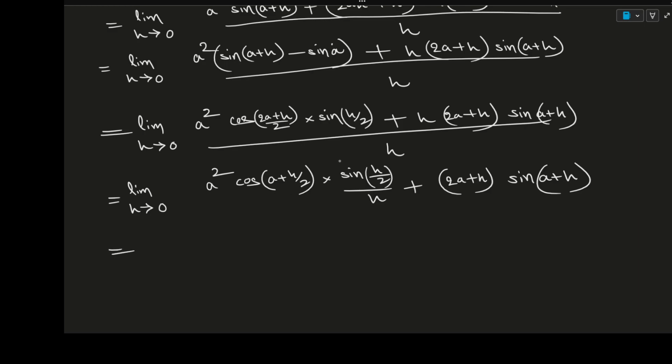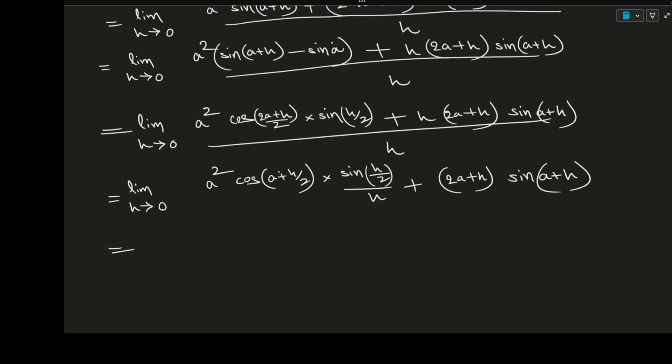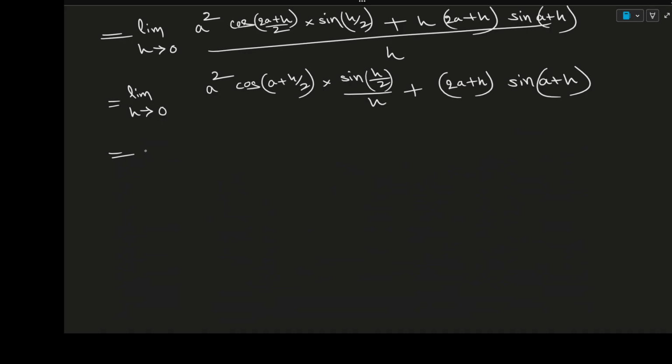So for this expression we can see that it is in the form of sin f of x by f of x, but in the denominator it is not f of x. We have to make that f of x in the denominator. So it will be limit h tends to 0 a square cos a plus h by 2 into sin h by 2. Okay, I'm multiplying 2 in the numerator and denominator, so it will be 2 into h by 2.